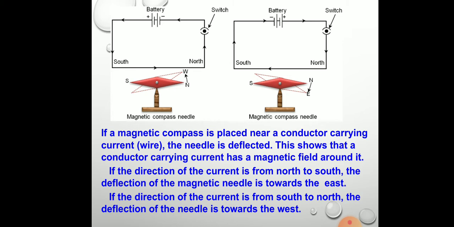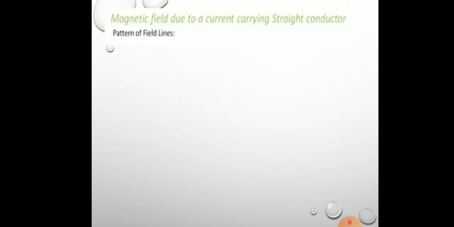Then what about the pattern of magnetic field lines? Now let us study the pattern of field lines of the magnetic field due to a current carrying conductor. What kind of pattern is formed? That means how will the magnetic field lines look? We had discussed the pattern of magnetic field lines in the case of a bar magnet. In a bar magnet, they formed continuous closed curves, and the field lines originated from the north pole and terminated at the south pole outside the bar magnet.